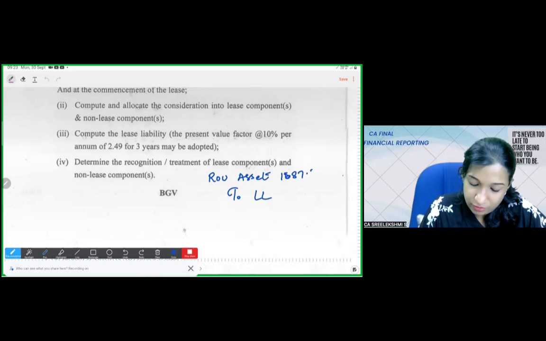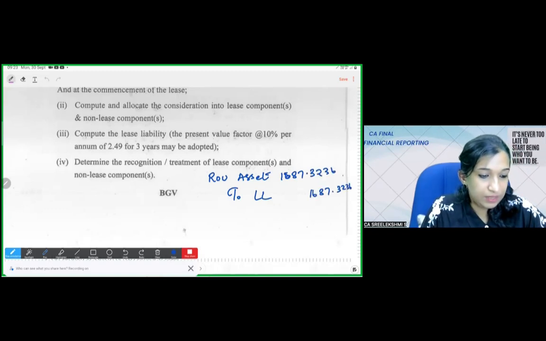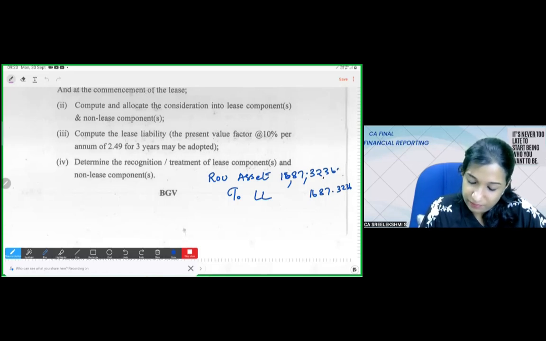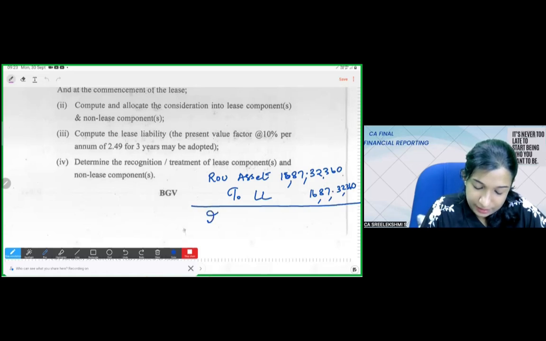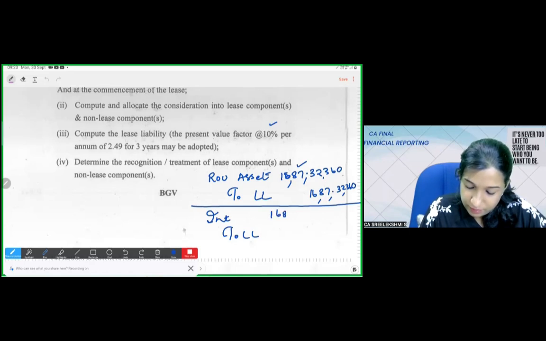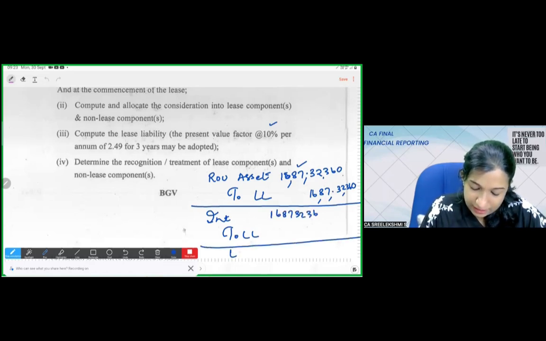1687.3236. This is my first. That is 16 crore 87 lakh 360. Okay. Now interest to lease liability. How much? This into 10%. Okay. Lease liability to bank.